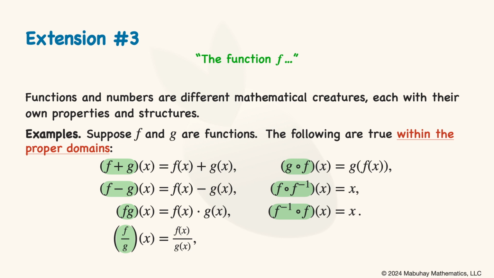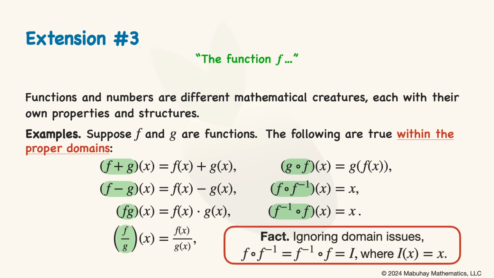The identity function, we can call it I, is just the function that spits out the argument as its value. So ignoring any domain issues, f composed with f inverse is going to be the same function as f inverse composed with f, both of which just represent the identity function I, where I of x equals x. The value of I equals the argument. Wasn't that fun?